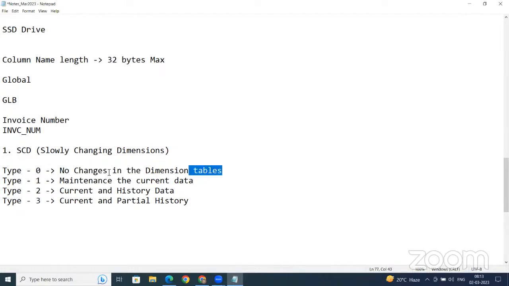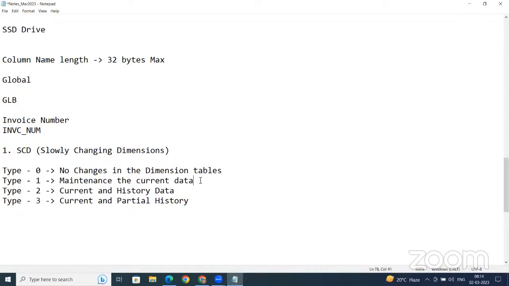So what is meant by type 0? When there is no change in the data, how do you load it initially? That time we will consider it as a type 0 dimension table. Okay. And the next one is type 1.